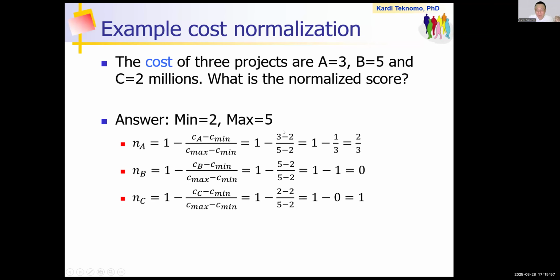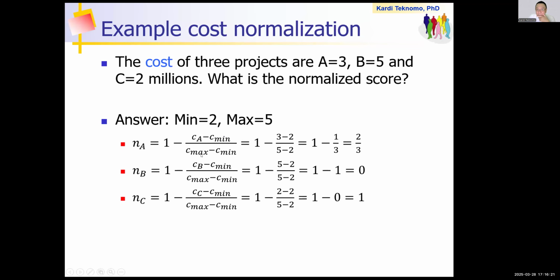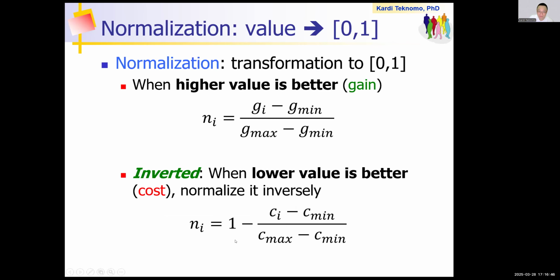Now if your value is actually revenue, this is the normal one, that means gain, right? Say the same numbers I put here: A, B, C are 3, 5, and 2. What is the normalized score? The normalized score now becomes 1/3, 1, and 0. Can you compare with earlier? It was 2/3, 0, and 1. With this, you can start to see the dependence on the attribute characteristic, whether it is inverted or not. Then you normalize using one of these two formulas. So up to here, is it clear or not?